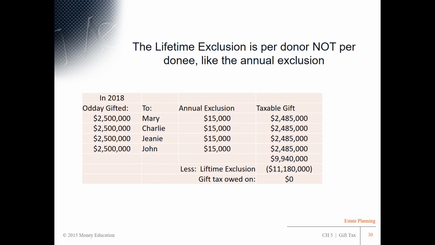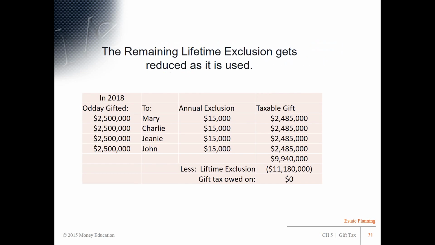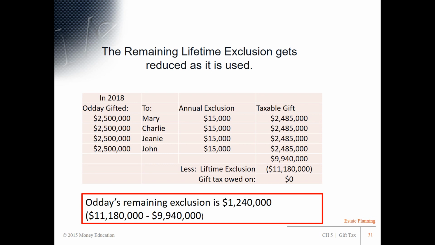So for this taxable year, O'Day's taxable gifts were $9,940,000. But assuming he's never given anything prior to this, we have his lifetime exclusion, which is $11,180,000. So actually, he will have to file a gift tax return, but there will be no gift tax incurred because he hasn't given up to the lifetime exclusion. But the remaining lifetime exclusion gets reduced as it's used. And so here we have the same 2018 information. And O'Day's remaining exclusion after 2018 is $1,240,000, which is his lifetime exclusion minus how much was used up in 2018.